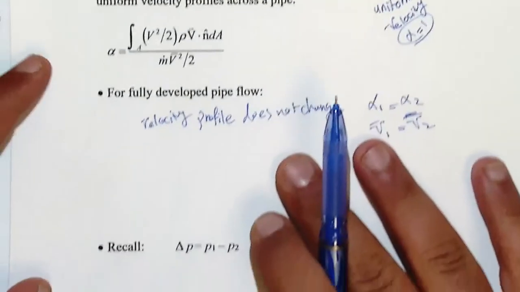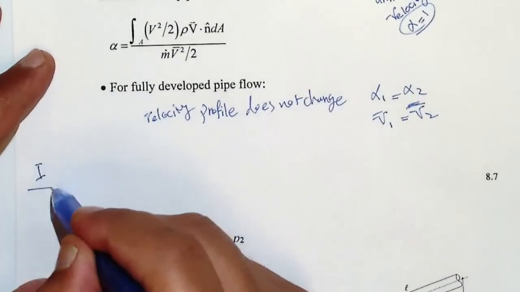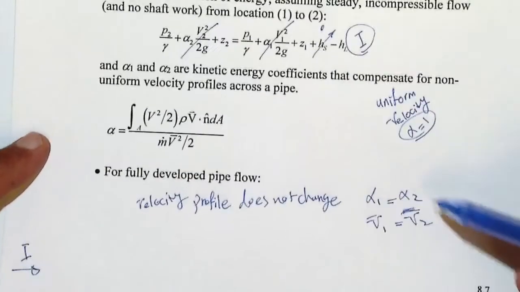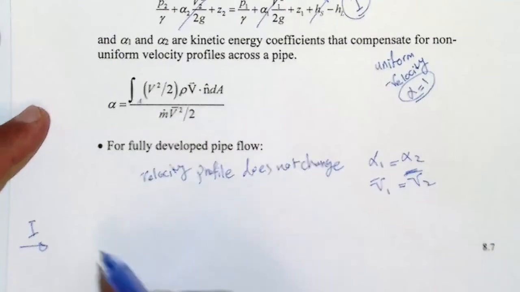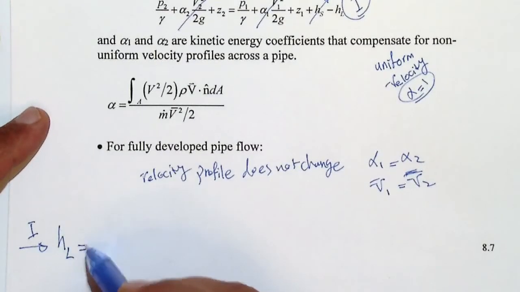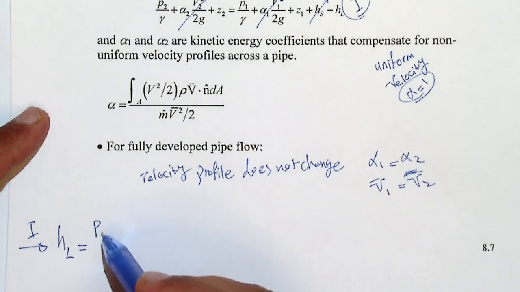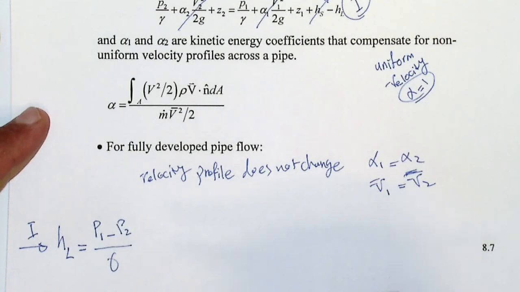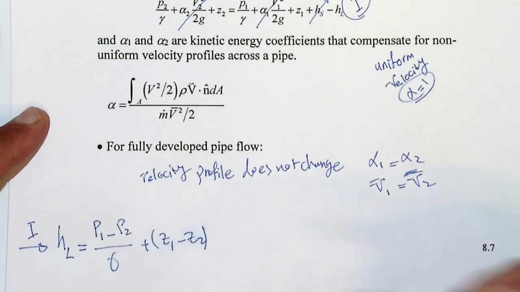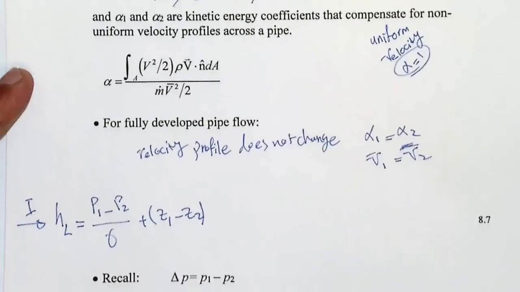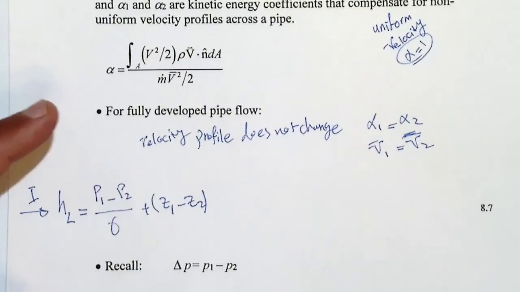Let's rewrite equation 1 with these two assumptions: no hs, and get rid of the kinetic energy terms. What we are left with is that HL, which is your loss, is going to be (P1 minus P2) over gamma, bringing all the terms on one side, plus Z1 minus Z2, which is the potential energy term, okay? So that means how much is the difference between the height inside and outside, okay?